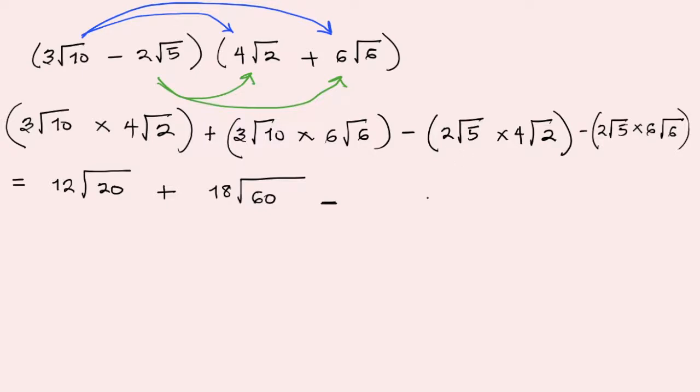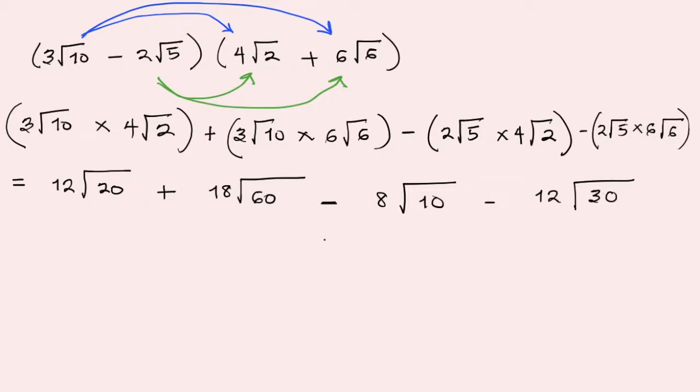Minus 2 multiplied by 4 is 8. And then 5 multiplied by 2 is 10. Minus 2 multiplied by 6 is 12. And 5 multiplied by 6 is 30.